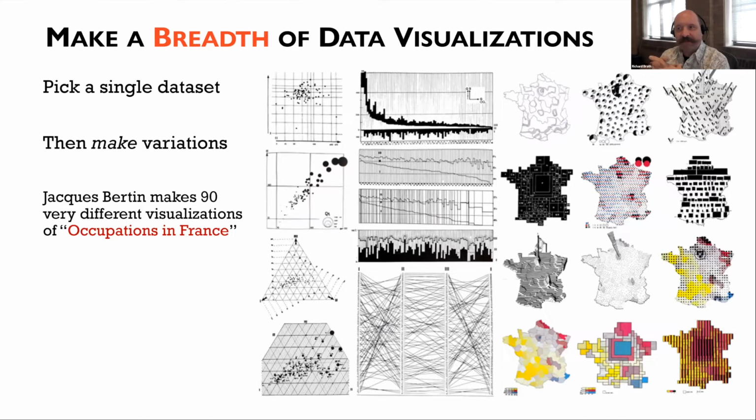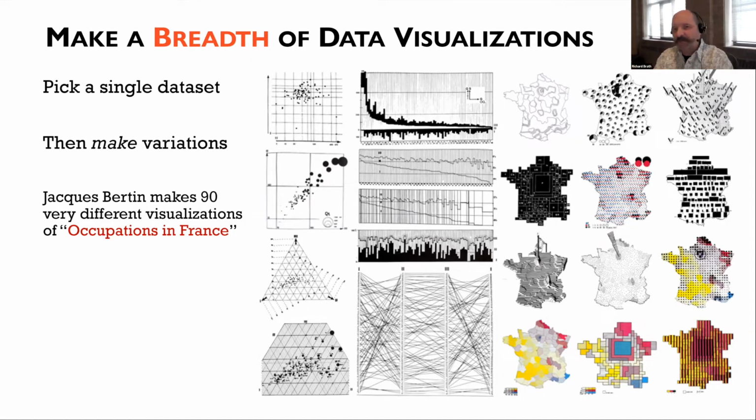Now, here's another example. This one is by a person named Jacques Bertin. He was one of the founders of modern data visualization in the 1960s, and he used a similar approach. He picked a single data set, and then he showed how he could visualize it in 90 different ways. His book is basically like a recipe book for creating visualizations, and it's become widely popular.